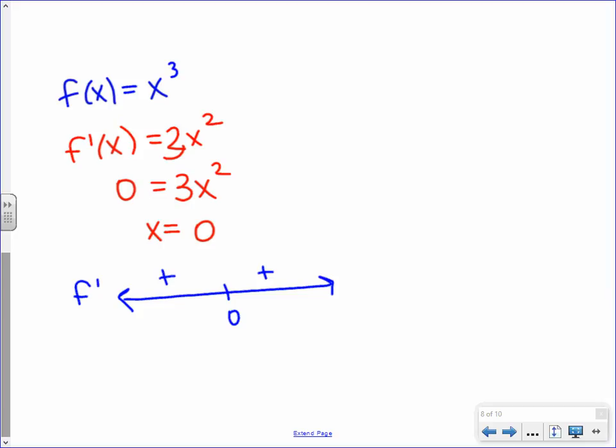Now, I do want to tell you that this function is not increasing from negative infinity to infinity. Because is it increasing at 0? No, our derivative is 0 at 0. So you would have to write this as negative infinity to 0, 0 to infinity.